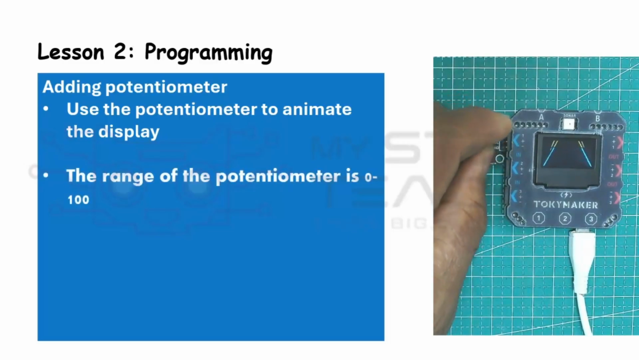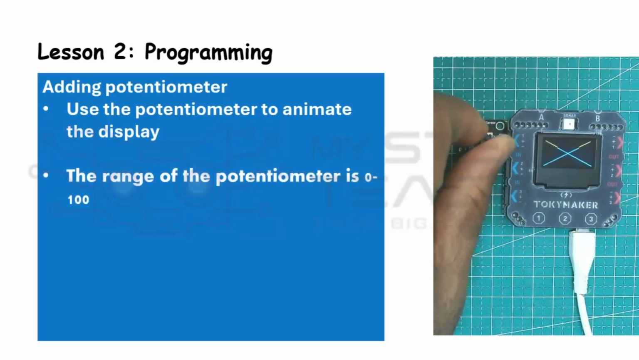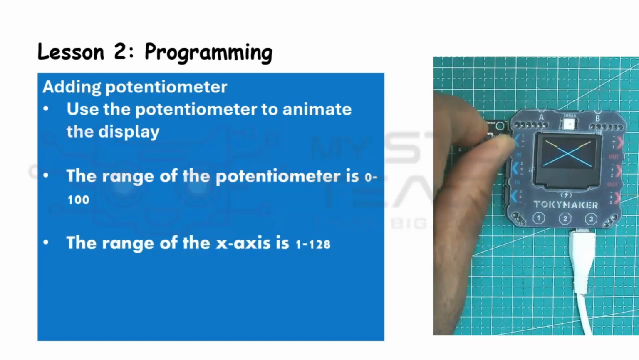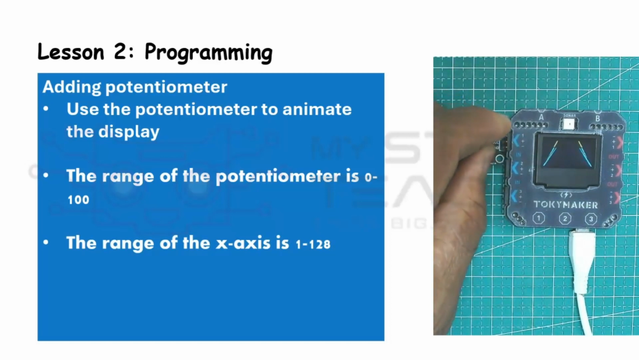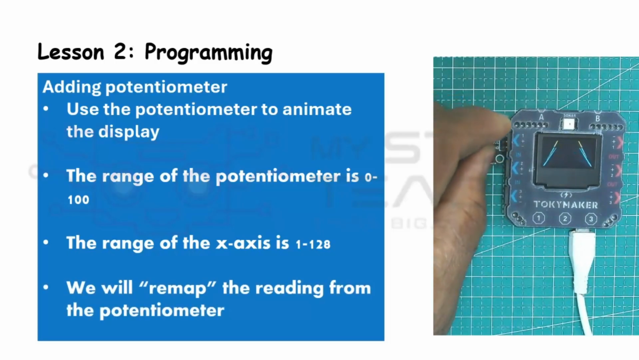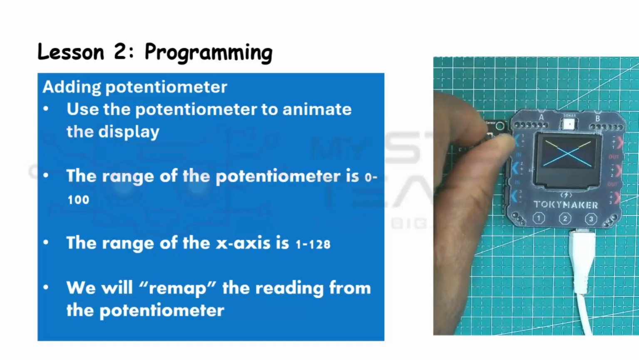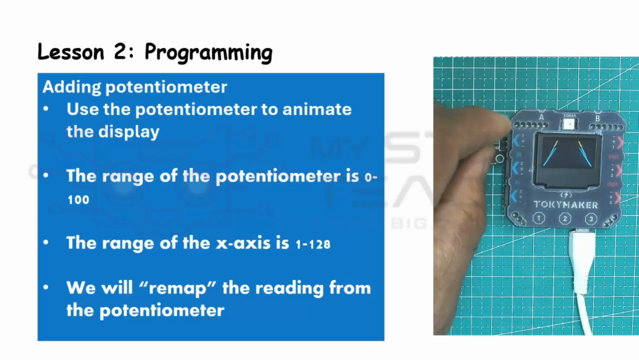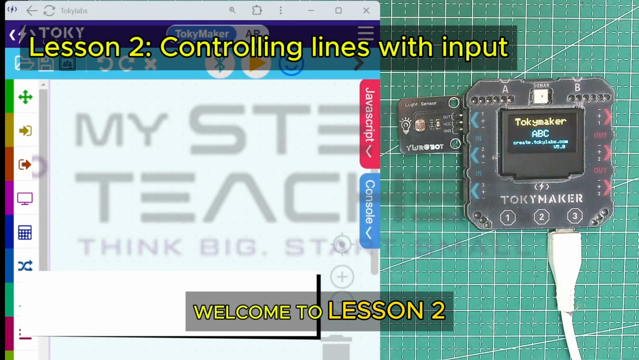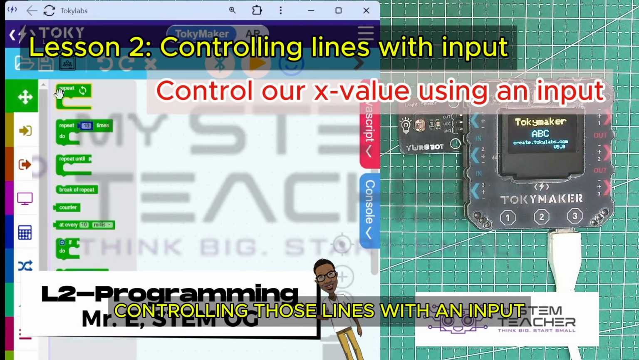Now remember, the range of our potentiometer and light sensor is 0 to 100, but the range on our x-axis is 1 to 128. Therefore, we're going to have to remap or map the reading from the input device to match that of our x-axis. Welcome to lesson 2, controlling those lines with an input.